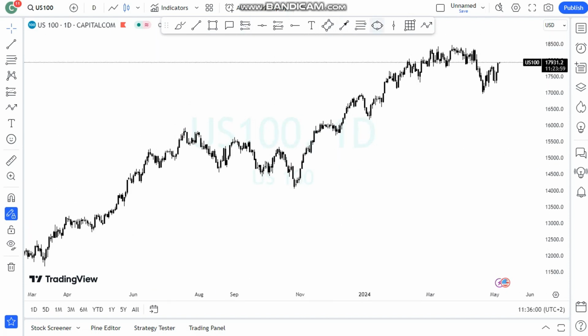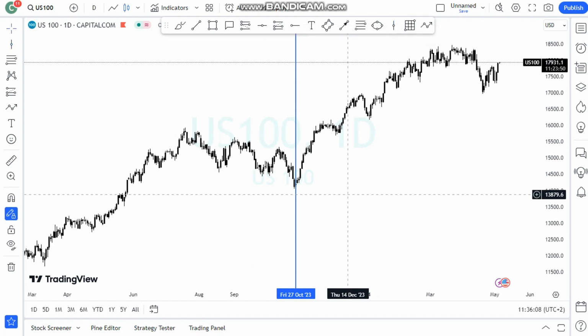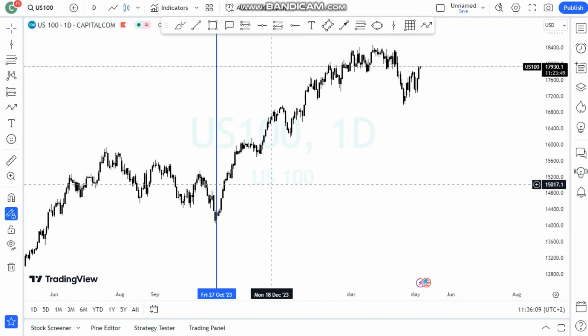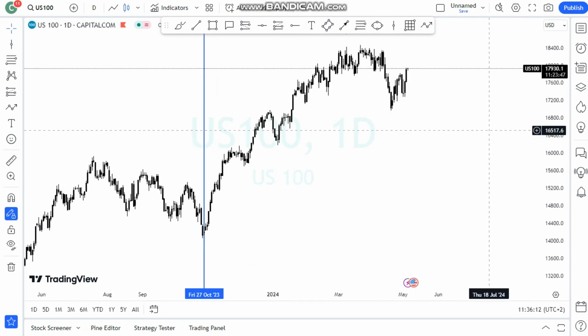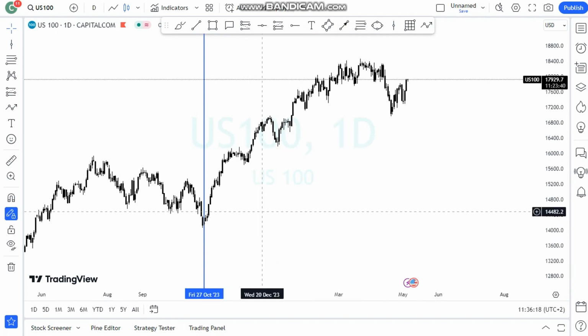Okay, so I'm going to start my analysis from the 27th of October 2023. So that's where my analysis is going to run going forward, because I don't need all the data. I get it, in forex the past predicts the future, but in this case I'm just going to be starting from there.